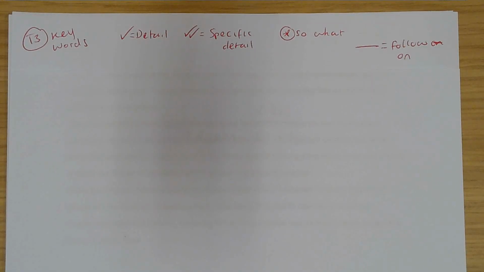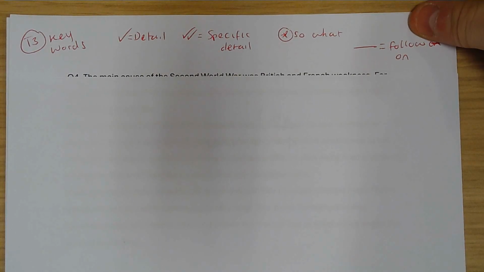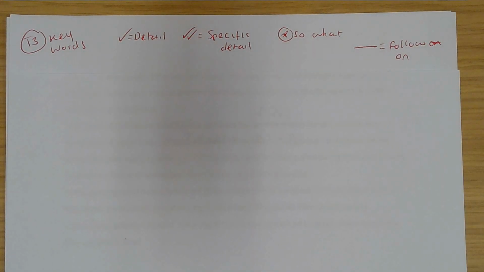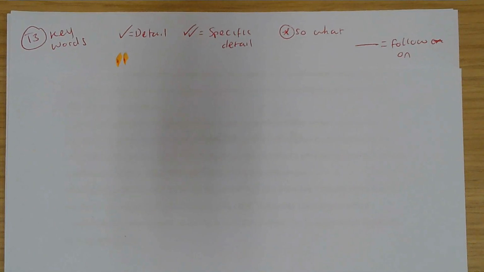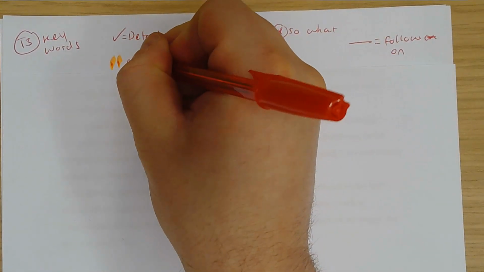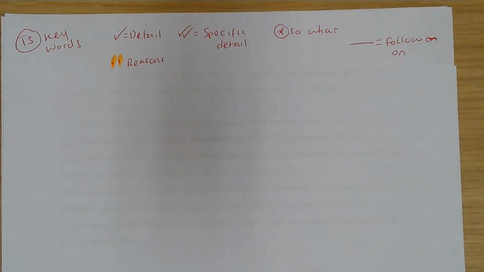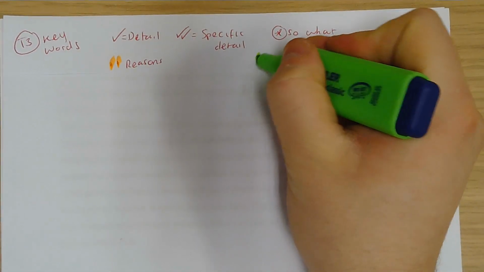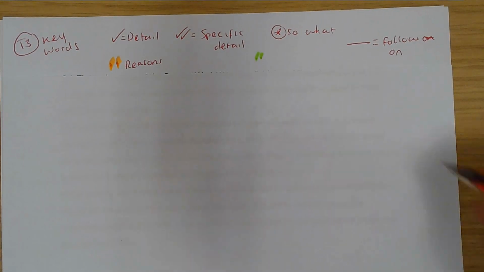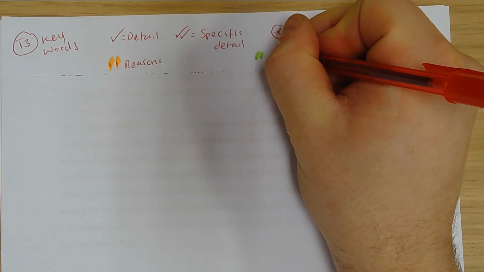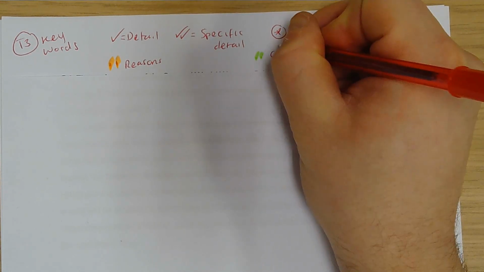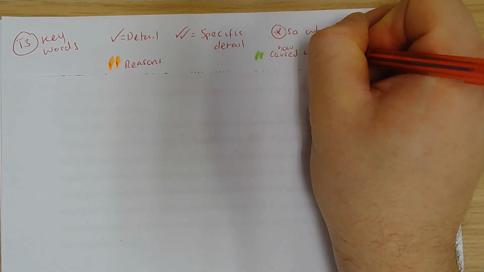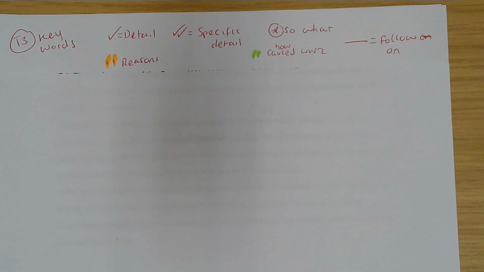So I'll just add that there, follow on. And also ultimately what we need specifically for this question is the fact that you're going to need to talk about one of the reasons or the reasons, which is going to be highlighted in orange, and the green is your explanation. So what part of history it's talking about, so how it caused the Second World War. And you'll see that highlighted on your sheet.